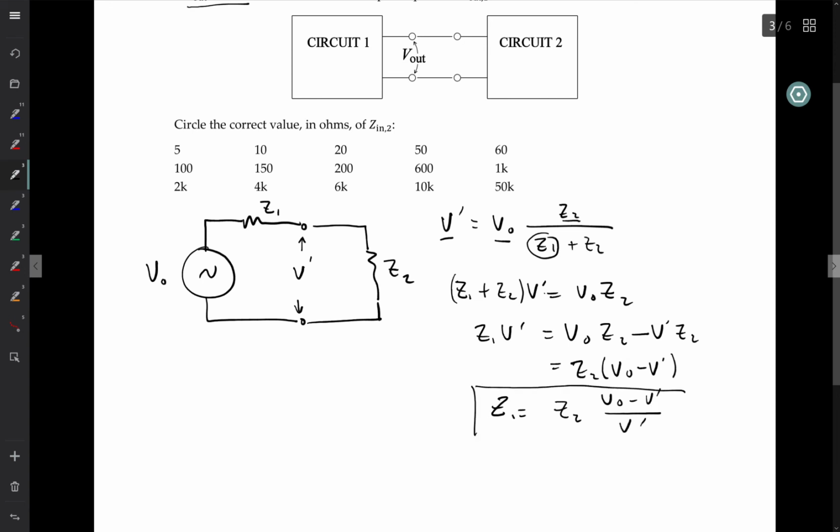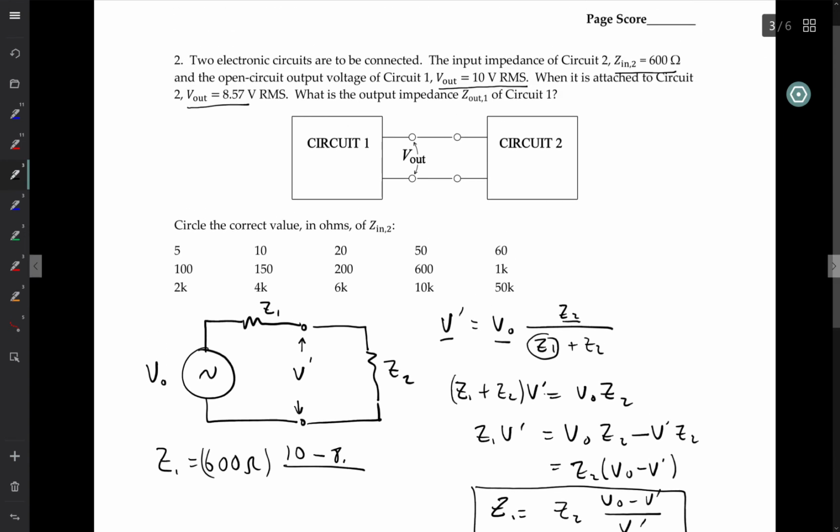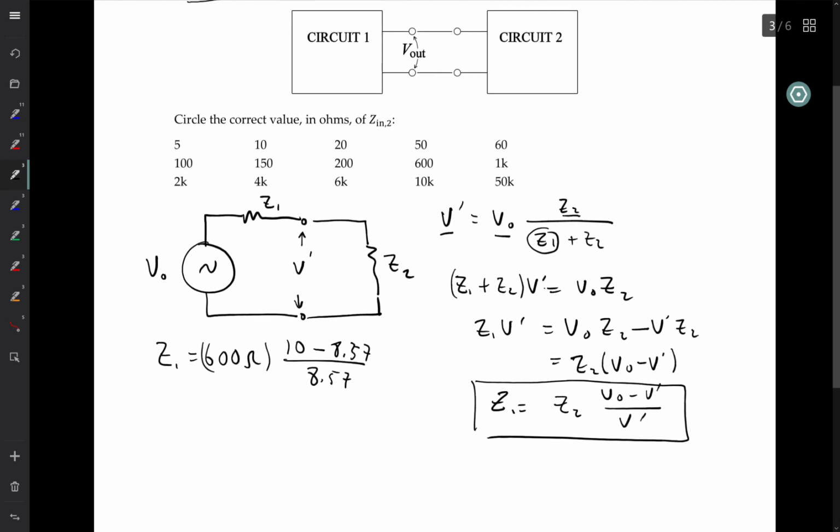So that's the equation. That essentially solves the problem. The rest is just plugging in the numbers, which you get as follows. Z1 is going to be equal to 600 ohms times the ratio of 10 volts minus 8.57 volts divided by 8.57 volts. And if you do this on your calculator, you wind up getting 100 ohms, which is this answer right there. And that's it.